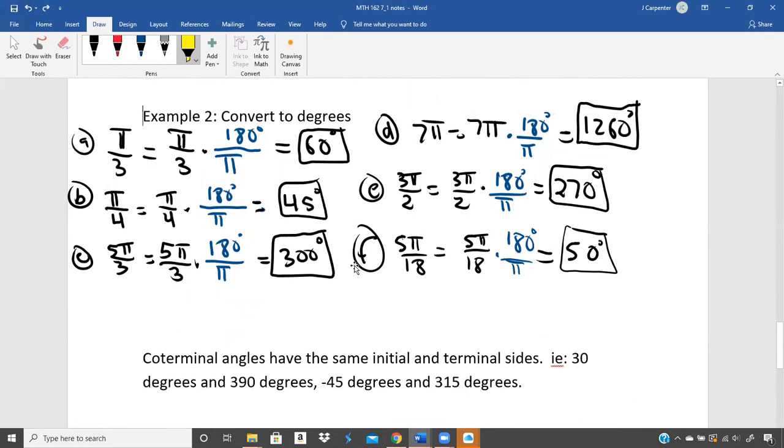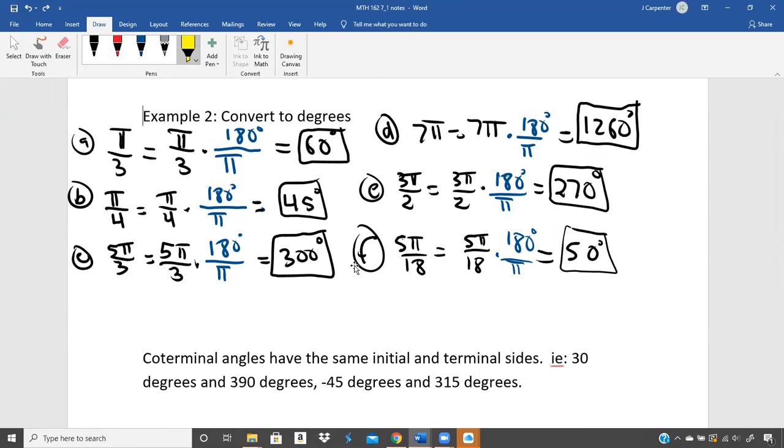Next topic, coterminal angles. This is something that we've already actually introduced, believe it or not, with 0 degrees being the same thing as 360 degrees, but it's not just those two that are the same. There's actually infinitely many angles that are equivalent. I'm not saying that all angles are equivalent. I'm saying that 1 degree has infinitely many other angles that are equivalent.